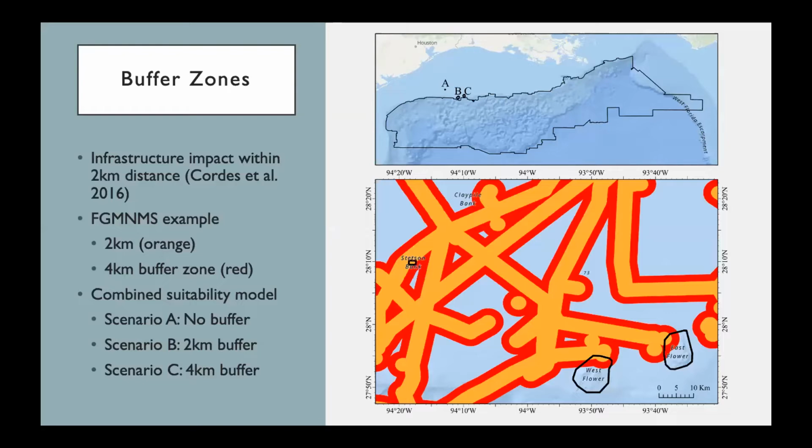So we took these different scenarios and we're going to put them on our combined suitability model. So we have scenario A with no buffer, scenario B with the 2 kilometer buffer, and then scenario C with the 4 kilometer buffer.